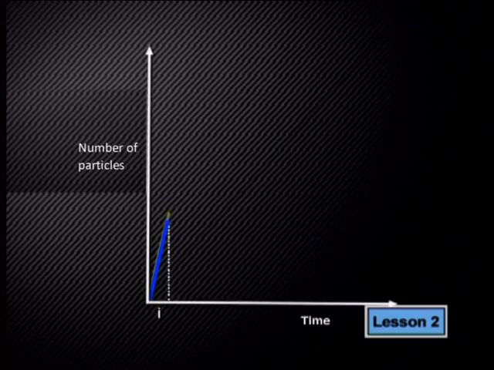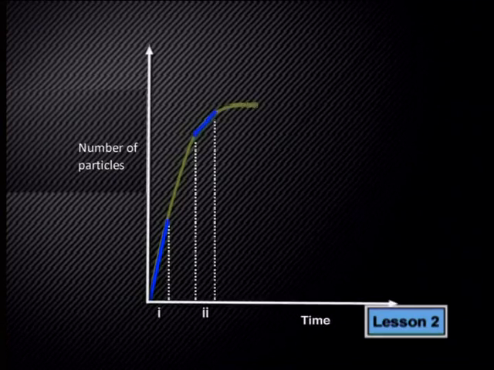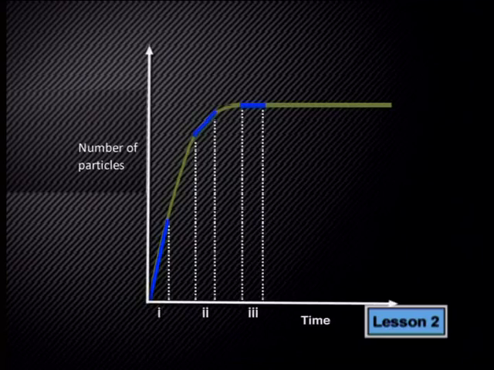Notice, in the second time interval, the gradient has decreased, and we say the reaction rate has decreased too. In the third time interval, the gradient is 0. There is no more change in the number of product particles because the reaction has stopped. The rate of reaction is 0.